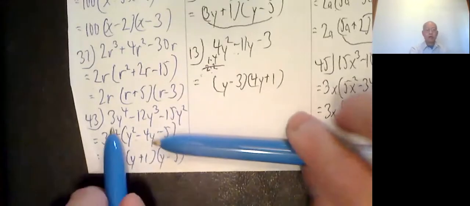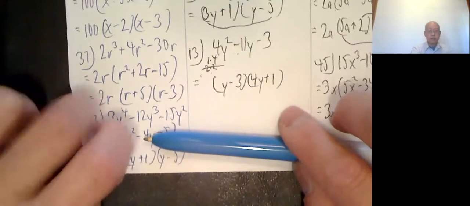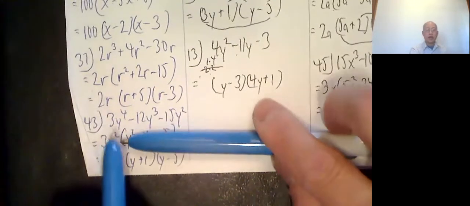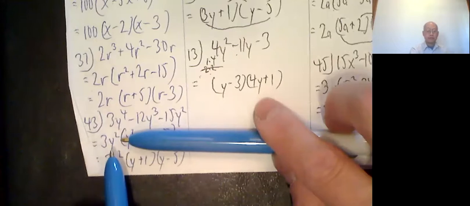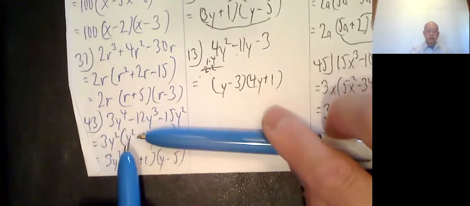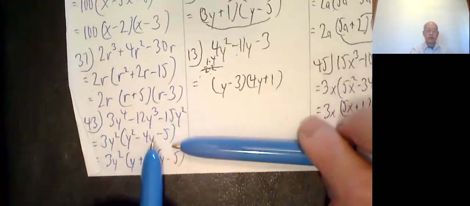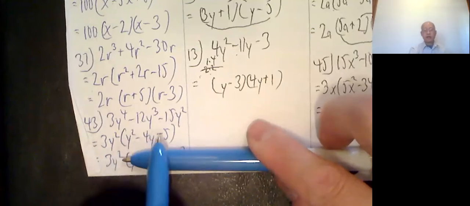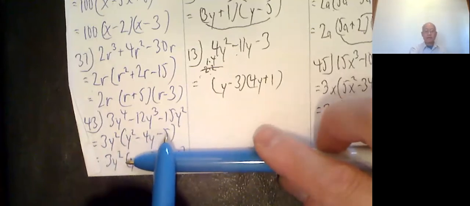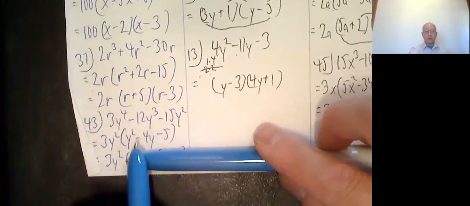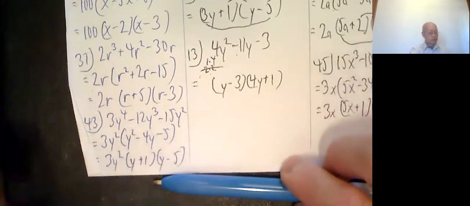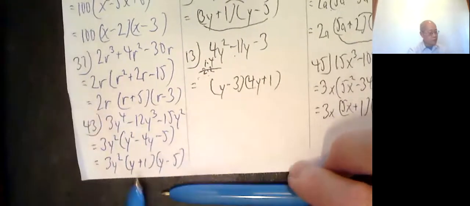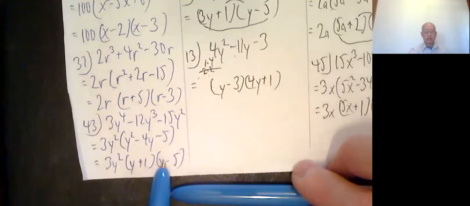43, 3y to the fourth minus 12y cubed minus 15y squared. Okay, so greatest common factor, 3y squared. Okay, what's left behind? Y squared minus 4y minus 5. Leave that alone. Y squared is y times y. 5 is easy. How do you get 5? 1 times 5. And of course, the difference is 4. You want to end up with a negative, so the negative should go with the 5. So (y plus 1)(y minus 5). It's the same thing if you put a y minus 5 here and y plus 1 there. That's the same. What's not the same is to put y minus 1 and y plus 5. That's considered different.